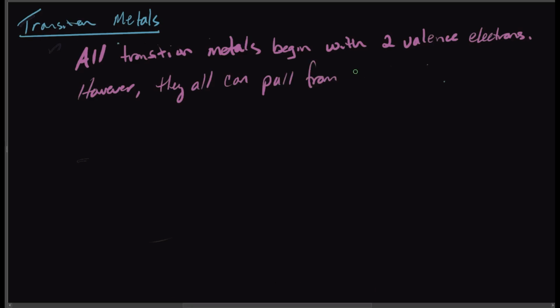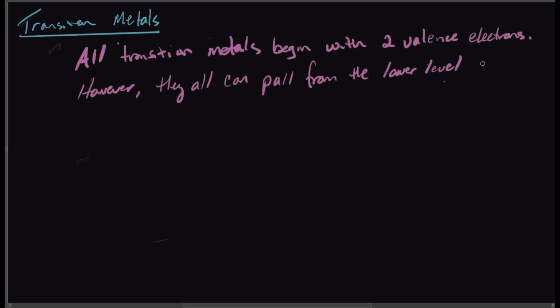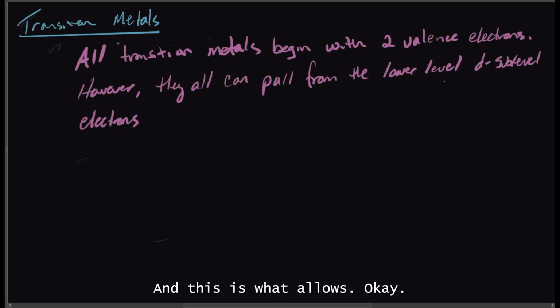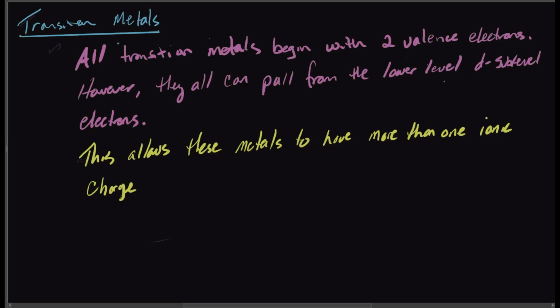However, they all can pull from the lower level, the D sublevel electrons. And this allows these metals to have more than one ionic charge, right?